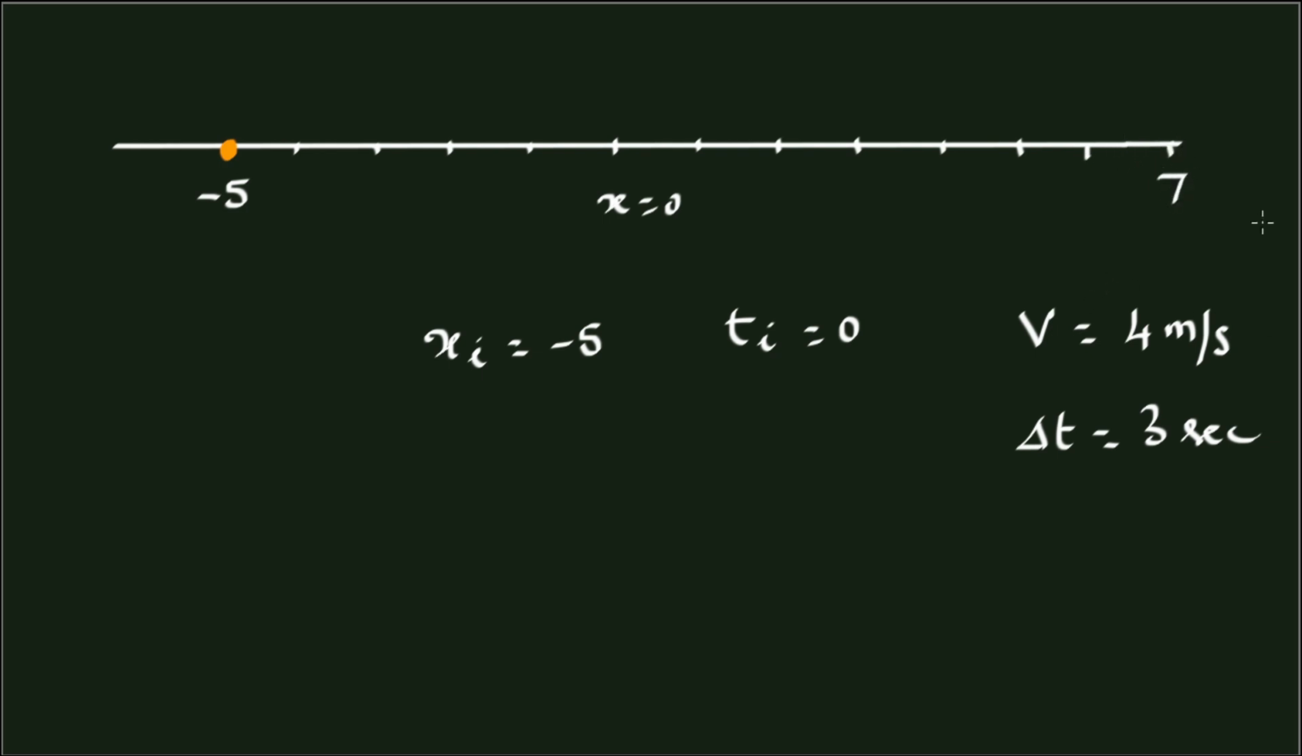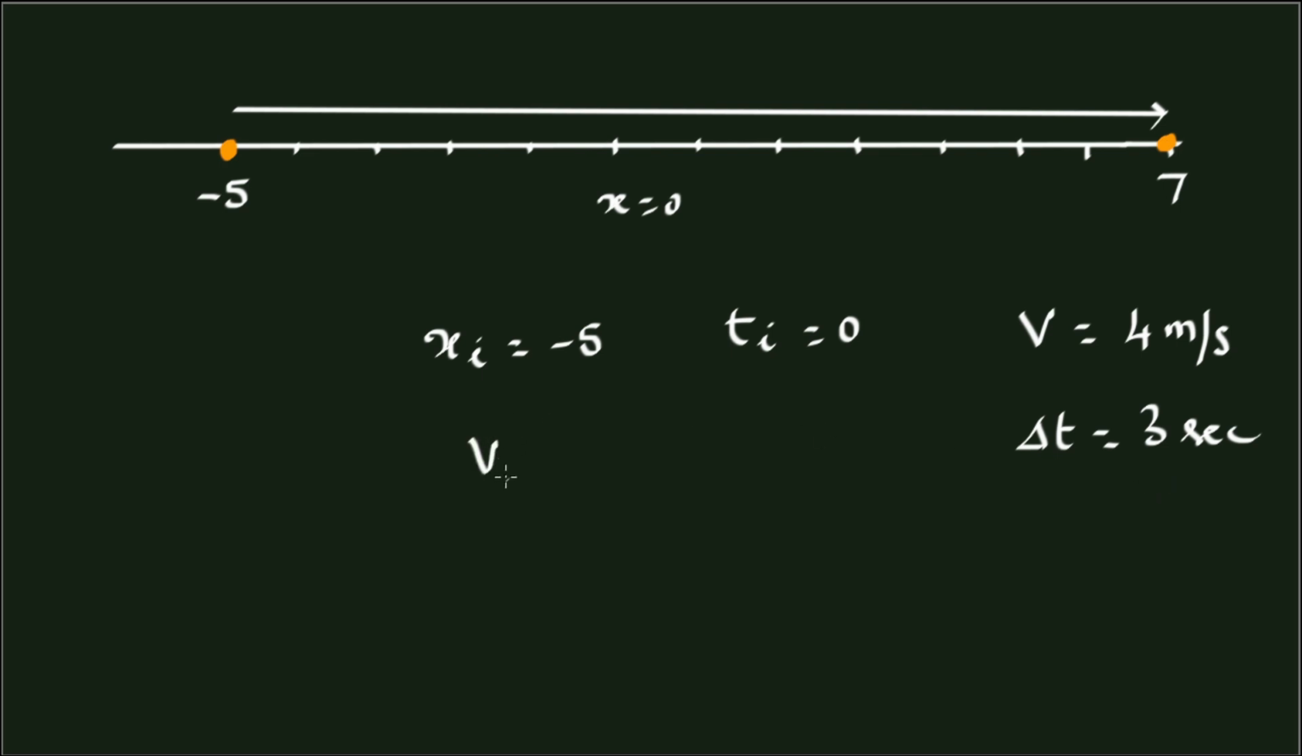The particle is going to end up here. And the displacement in this case, if you want to represent it with an arrow, would be from here to there. But in this particular example, it's moving at a constant velocity. That is, its velocity is 4 meters per second at every instant of time during the 3 seconds. So in this case, the average velocity would be the same as the velocity at every instant of time.